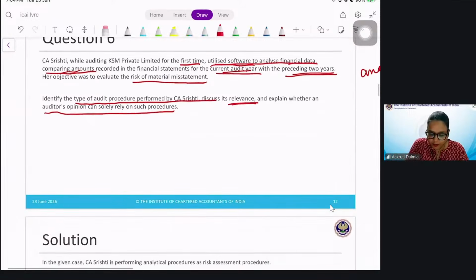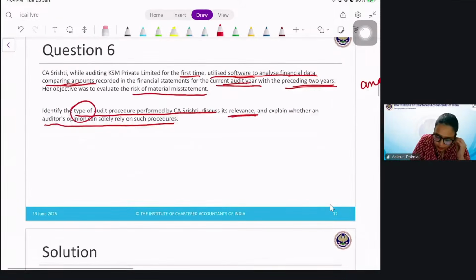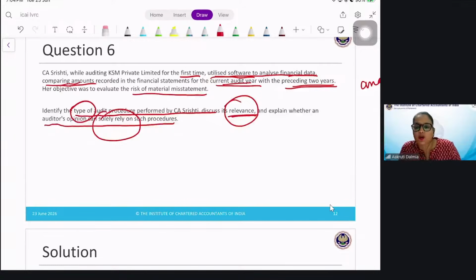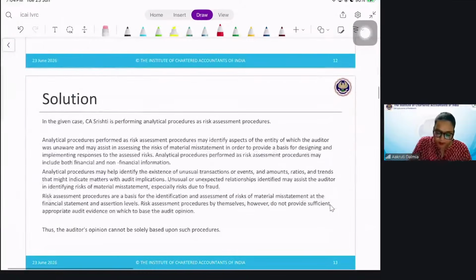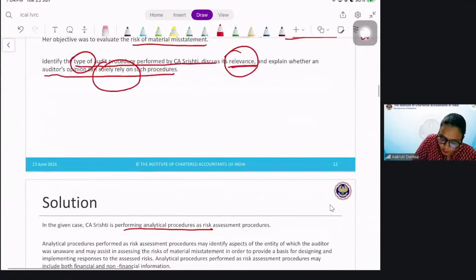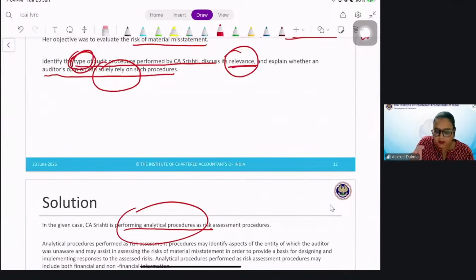You have to give, first you have to tell this is an analytical procedure. Then you have to give definition of analytical procedure, why it's important. And no, auditor cannot solely rely on that. You have to perform other procedures also. But how do you bring it and make it a nice, well-written answer? So, in the given case, CS Srishti is performing analytical. So, we have answered the first point. What type of procedure? This is first, in one line, you are making it clear.